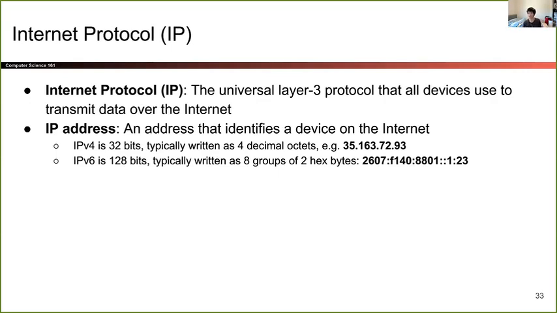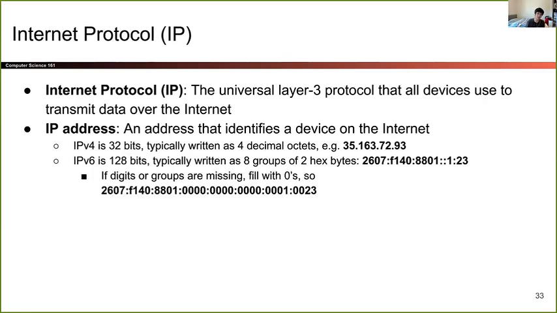So if you've ever seen something that looks like hex, hex, hex, hex, colon, hex, hex, hex, hex, colon, that's IPv6. If you're missing some digits, that just means you should fill it with a bunch of zeros because there are a lot of 128-bit numbers. That's getting to the level of a cryptographic key. They're not cryptographic keys, but they're the same size. So there are a lot of addresses for IPv6.